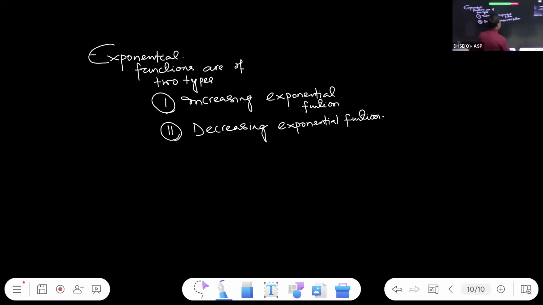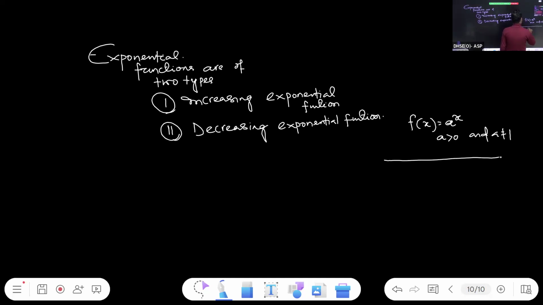Okay, the increasing or decreasing nature of an exponential function depends upon its base. F of x is equal to a raised to the power x. I've told you that a is greater than 0 and a is not equal to 1, which means either a belongs to the interval 0 to 1, or a belongs to 1 to infinity. When the base a lies in the interval 0 to 1, the function is a decreasing function.